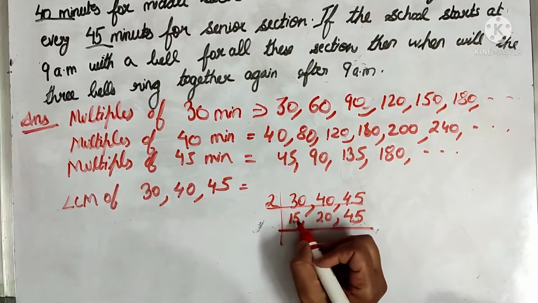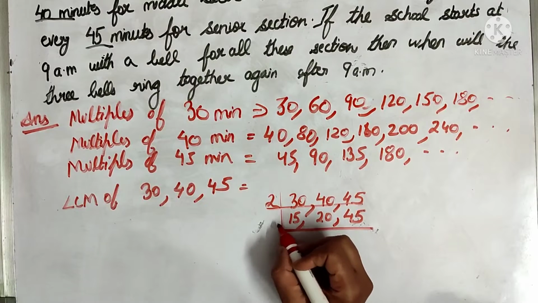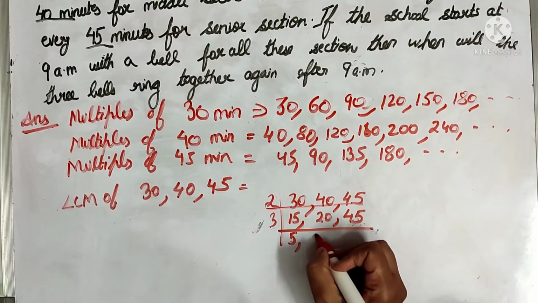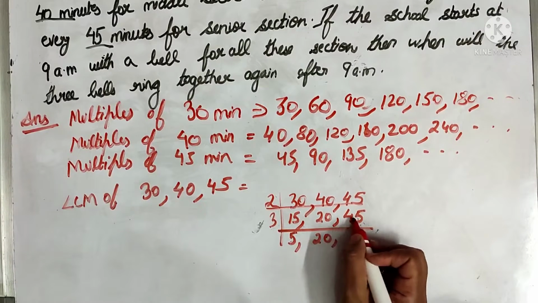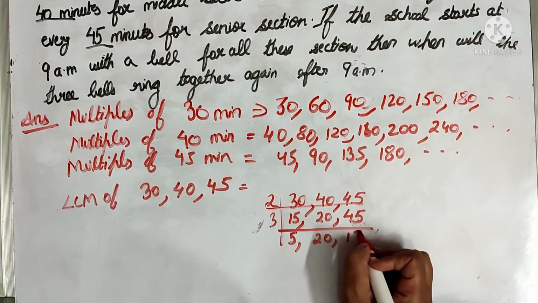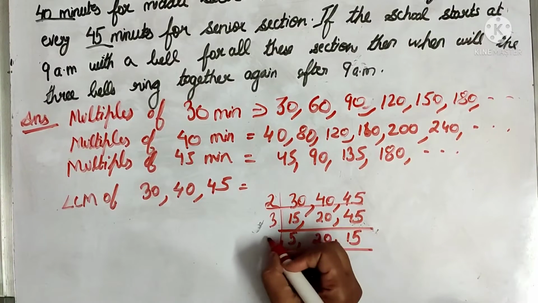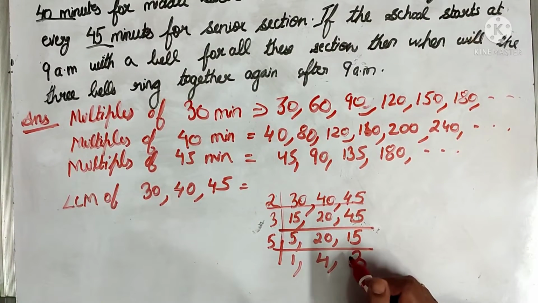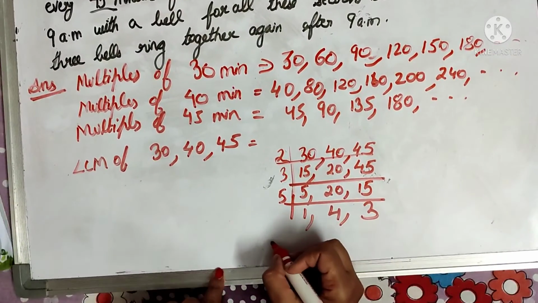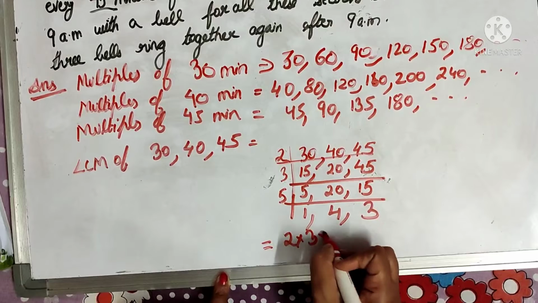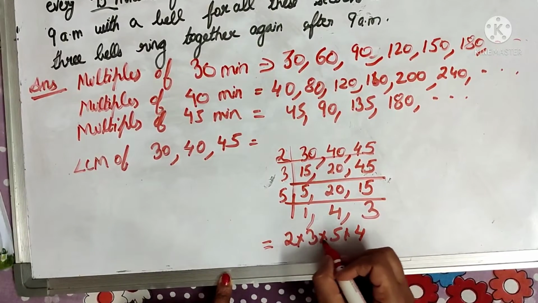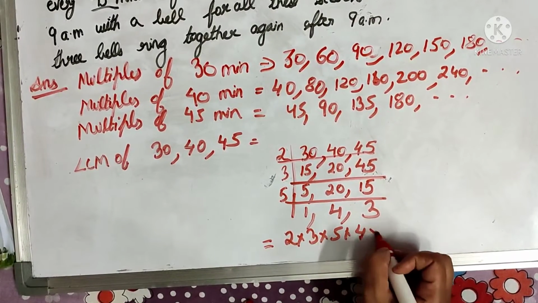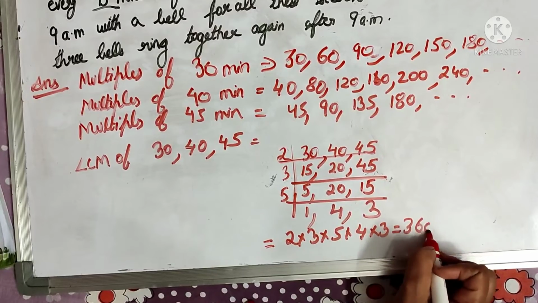Now again it will go by 3. 3 fives are 15. 20 will not be divisible by 3, so I will write the number as it is. 45 divided by 3 is 15. Now it will go by 5. 5 ones, 5 fours, 5 threes. Now these numbers are not divisible by any single number. So the LCM will be 2 into 3 into 5 into 4 into 3. 3 twos are 6, 6 fives are 30, 30 fours are 120, multiplied by 3 is 360 minutes.